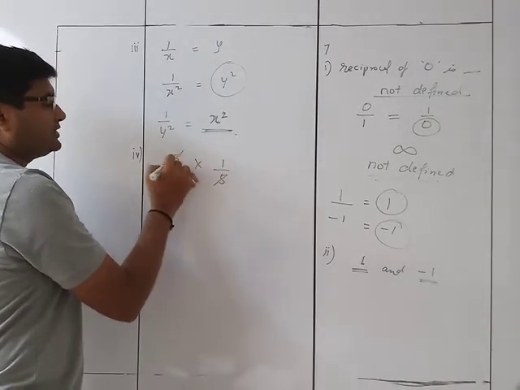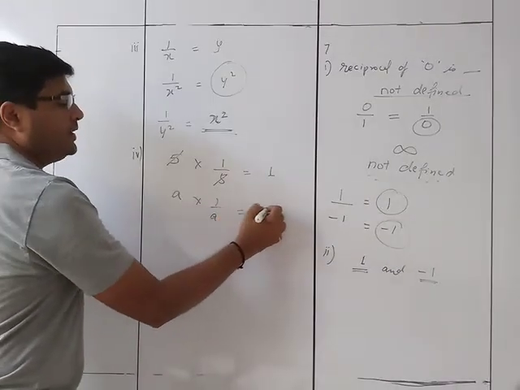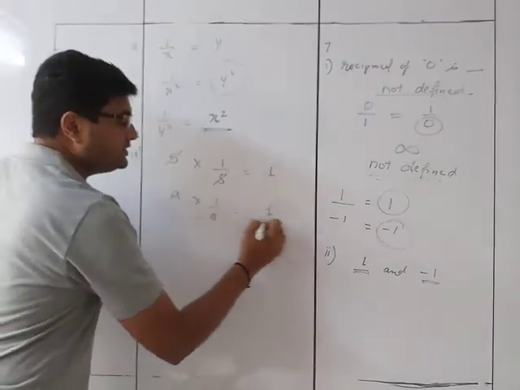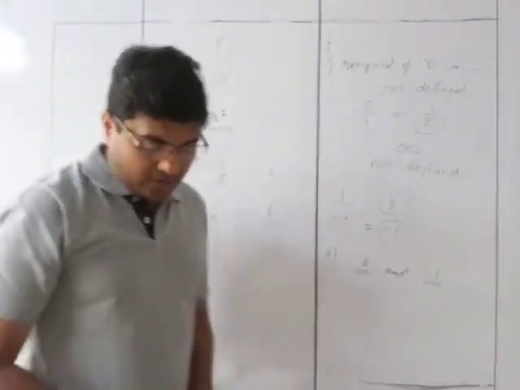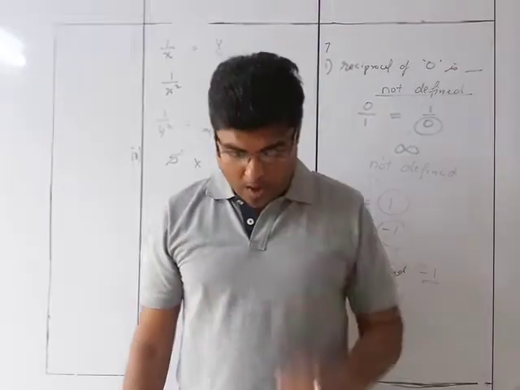What will be the product of this thing? It is nothing, it is going to be 1. So if I take a into 1 upon a, it will be equal to 1. So the answer is 1. So the product of a non-zero rational number and its reciprocal is 1.